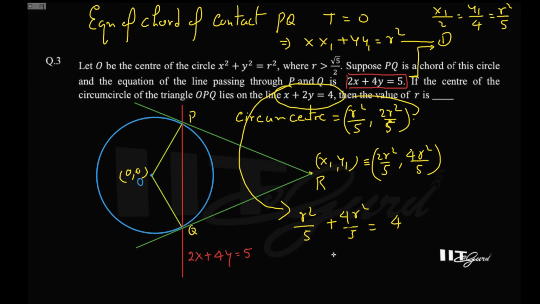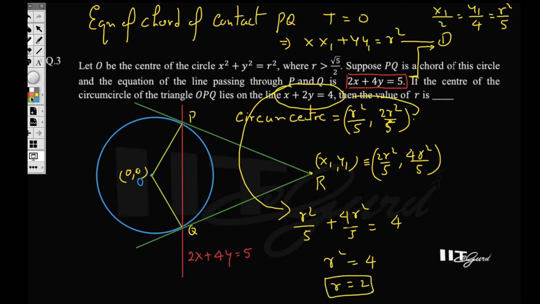So finally, what we conclude over here, adding this, we find 5r square by 5, so that is r square is equal to 4, and hence we say r equal to plus minus 2, that is 2. So radius is 2 over here. So the final answer will be 2. As the integer type question was there, you have to write 2. 2 is your final answer.